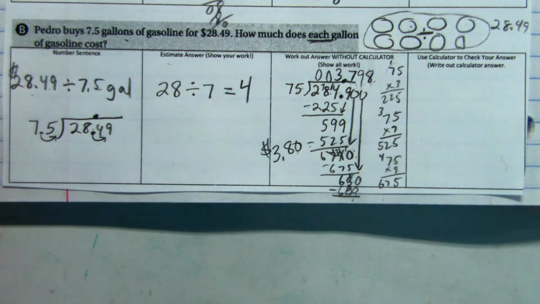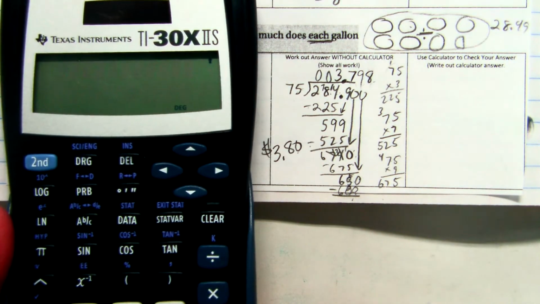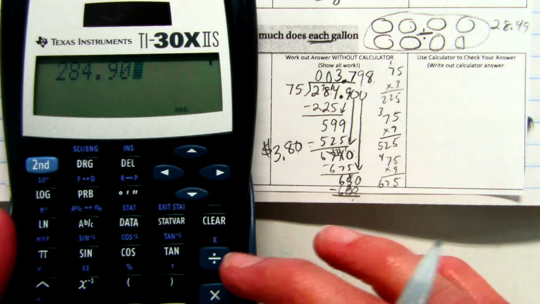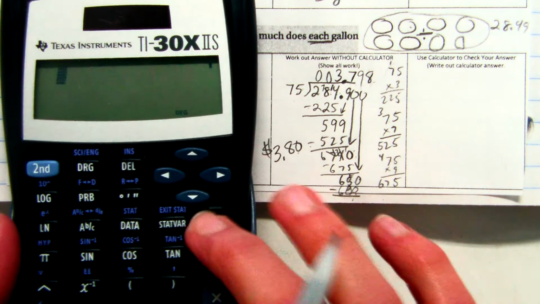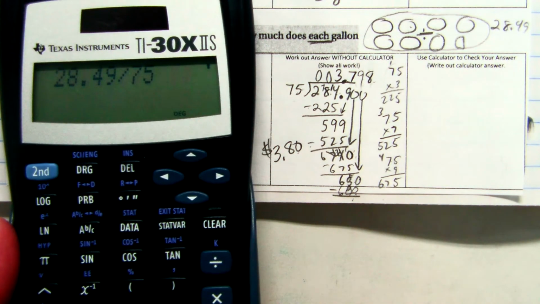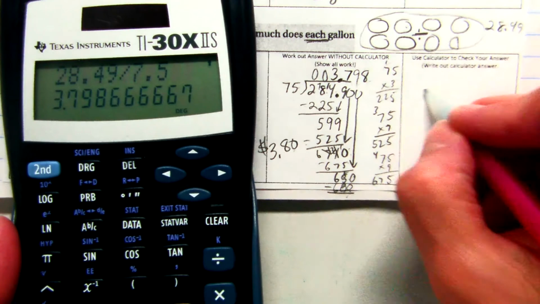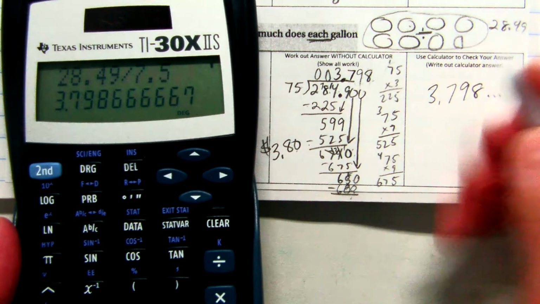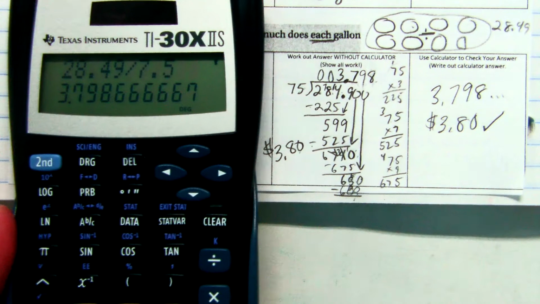All right, so now I'm going to take my calculator and just do the same thing and see what I get. So 284.90, it was 28.49. Having problems here. 28.49 divided by 75. 7.5, my original problem. And I get 3.798 blah, blah, blah. And so it does round off to 3.80, and I can check mark that. Sorry, I'm having a weird morning.